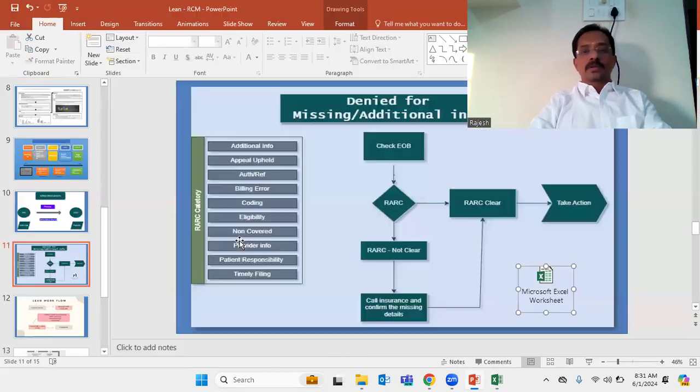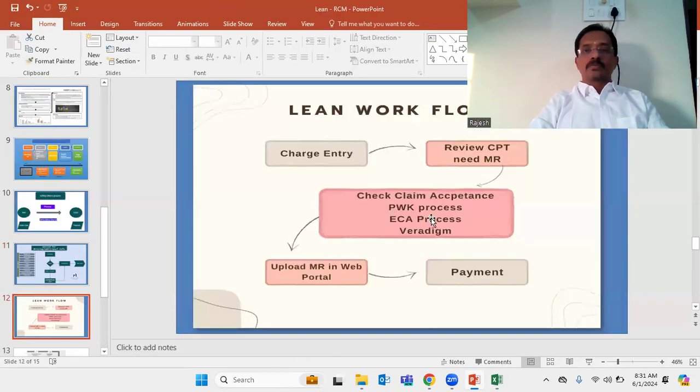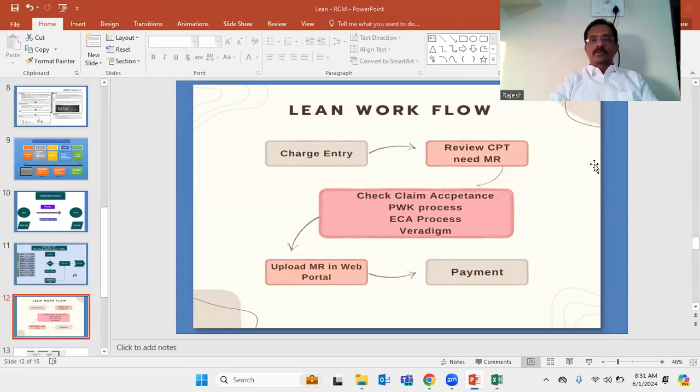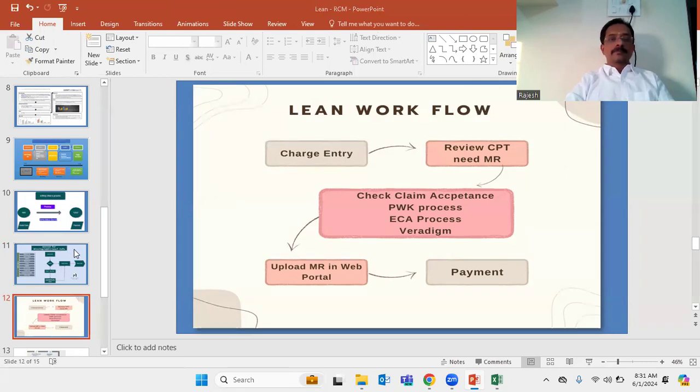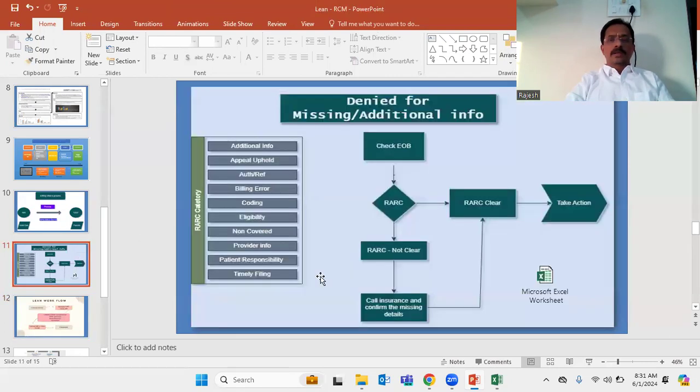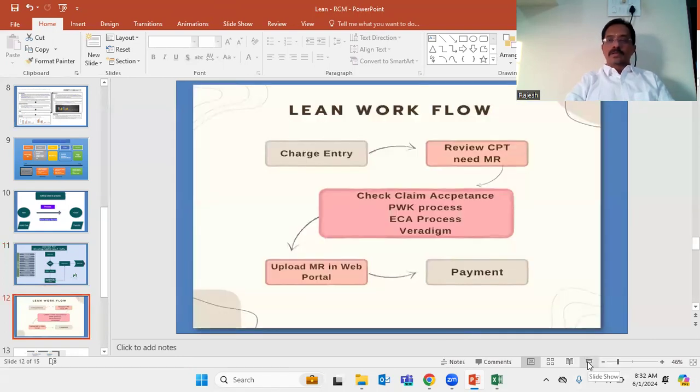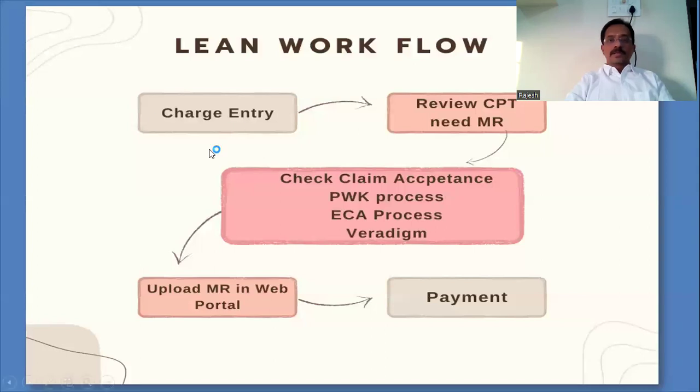So this is about your RARC codes. What do we need to do? I'll take this lien process only for medical records. When you do charge entry, I know which claims are going to be denied for medical records. If you have a list, prepare it: which CPT code, which payer needs a medical record. After that, we follow the same pre-billing process. Once a charge is entered, we review which CPT codes require medical records and check the claim acceptance. Once the claim is accepted, we can send the medical record through the PWK process.